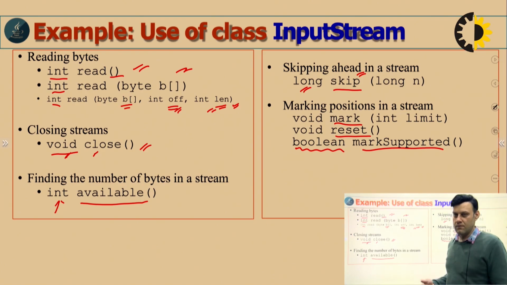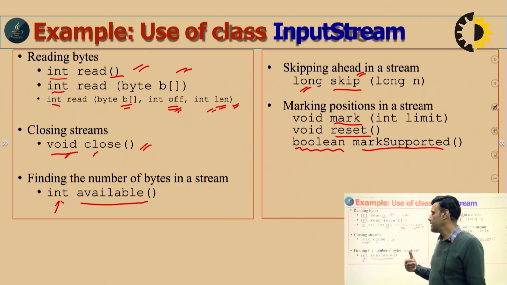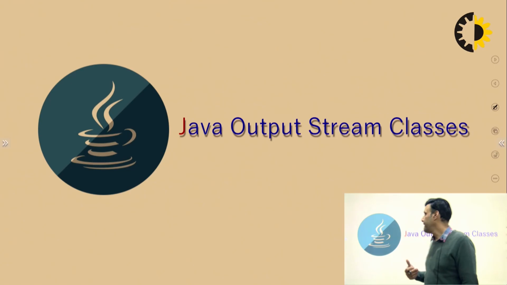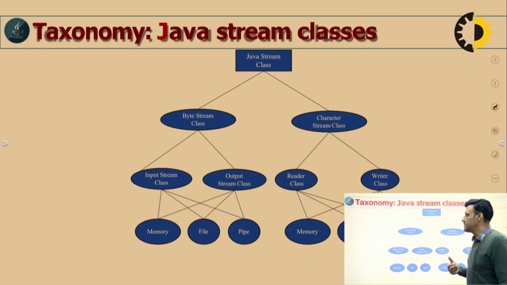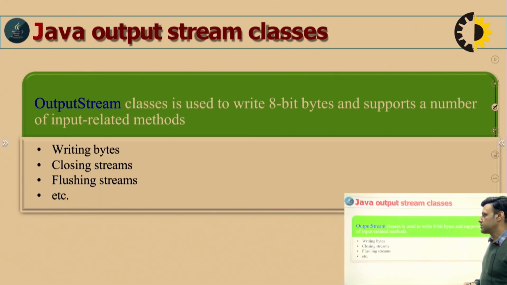So you need to use these functions, one by one, depending on what operations we have to perform. Now the output stream. Similarly, we have seen that there is a byte stream. It is divided into two: input stream and output stream. When we are going to perform input related operations, we will use the input stream. When we are going to perform output related operations, we will use this output stream, right?